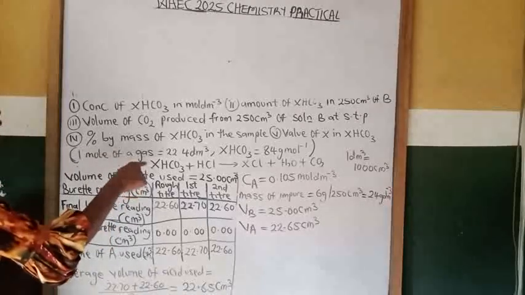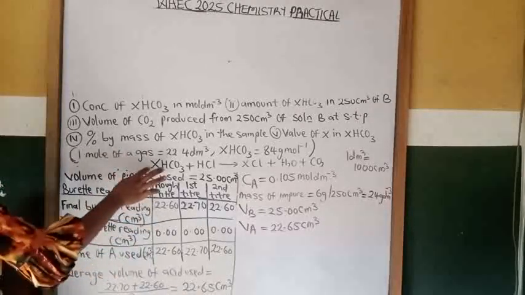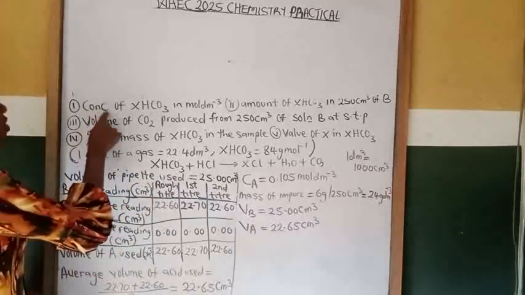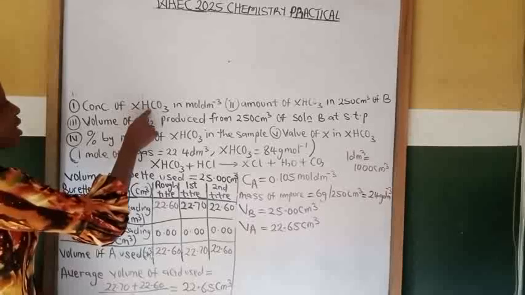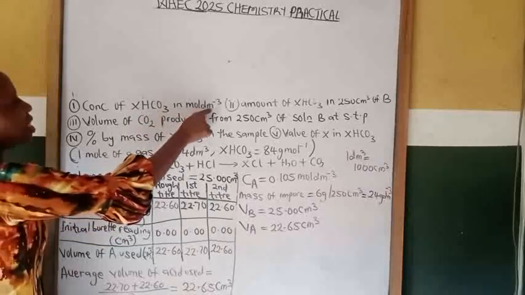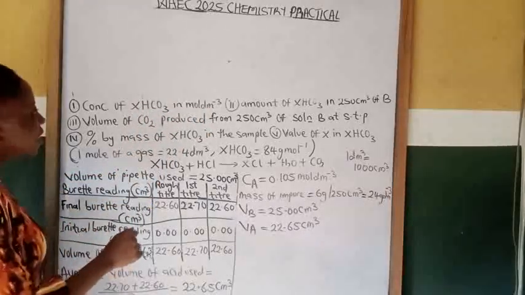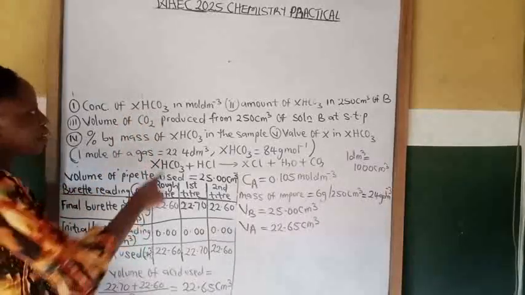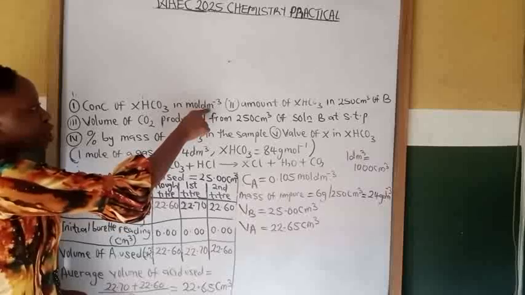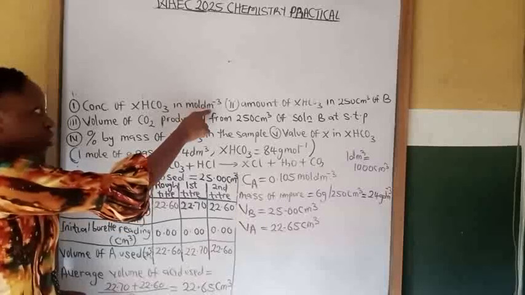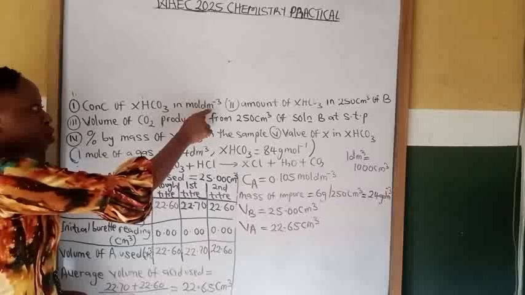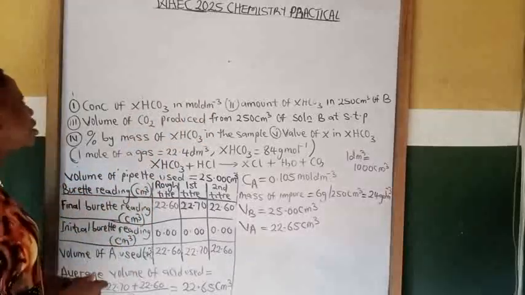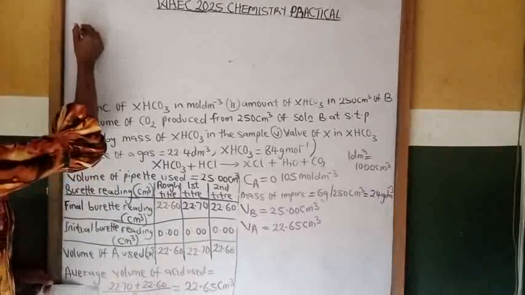So X is now an unknown. It's an unknown in this chemical formula. So calculate the concentration of XHCO3 in mole per dm cube. So XHCO3 is my base. Anything mole per dm cube is concentration. So it shows that I'm looking for the concentration of base, which is Cb.